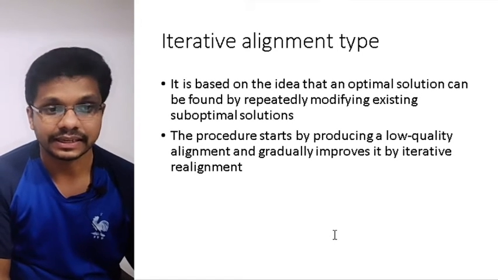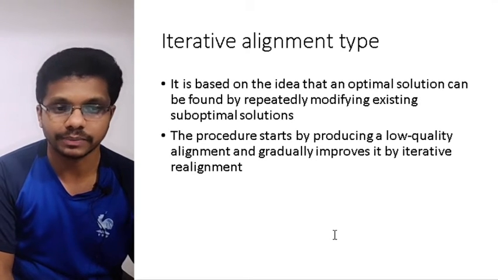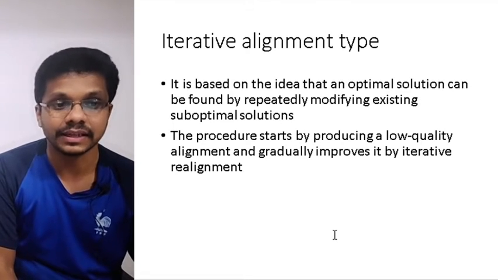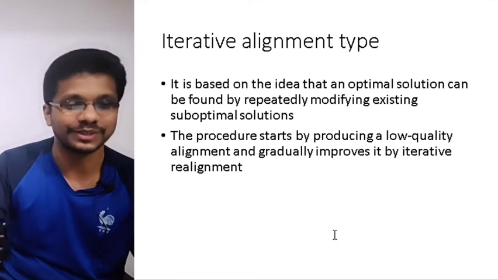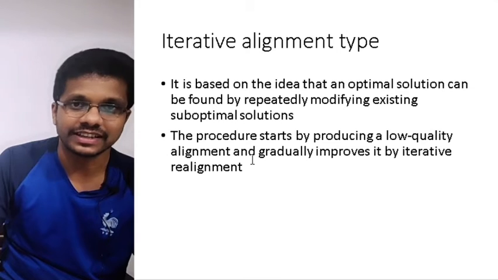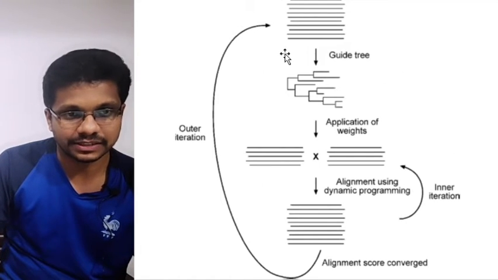The next method is the iterative alignment type. It is based on the idea that an optimal solution can be found by repeatedly modifying the existing suboptimal solutions. So we will get an average solution, and we will do it again and again to modify it and get the best solution. This is the graphical representation.